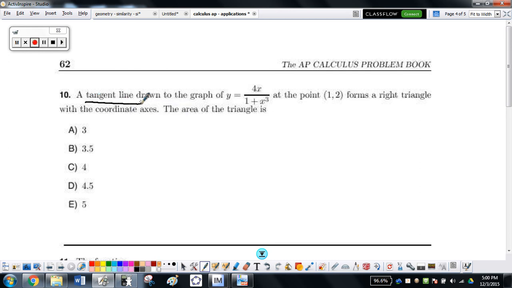What's tangent? Oh, that was out of ink. What is a tangent line? Well, how do you find a tangent line in general? Derivative. Derivative, right? I'm going to show you a little technique here.